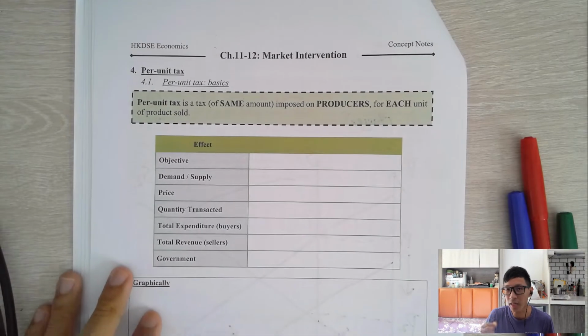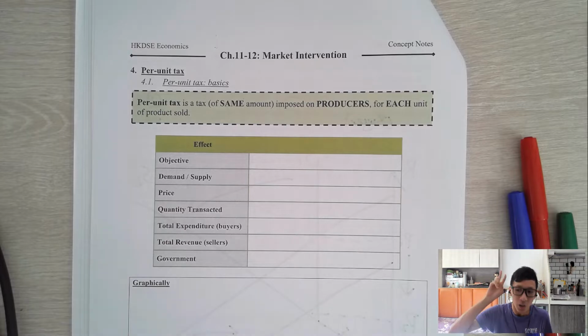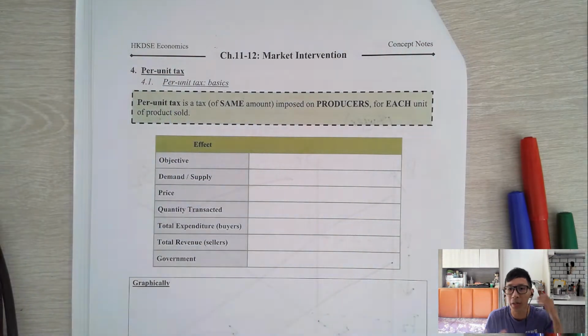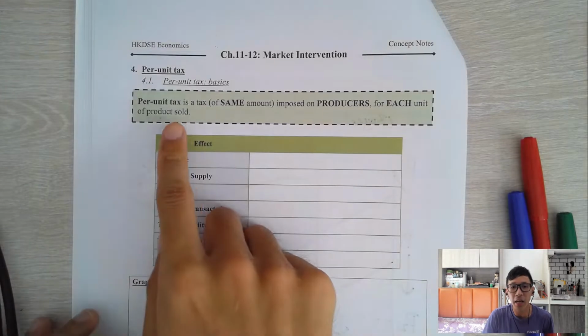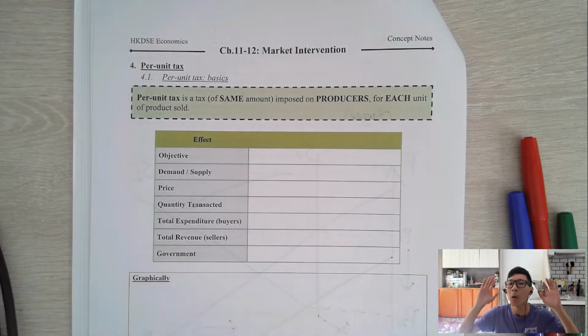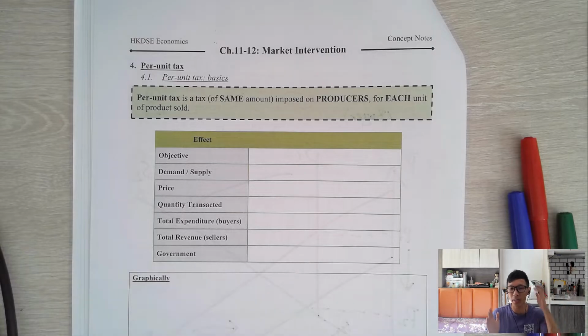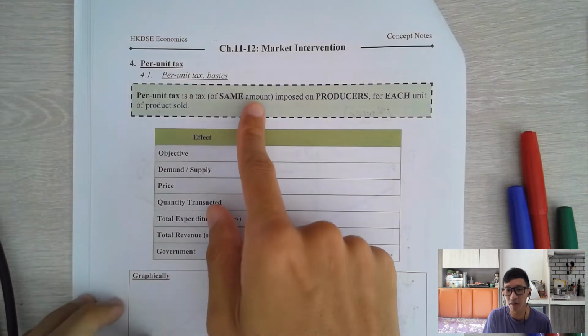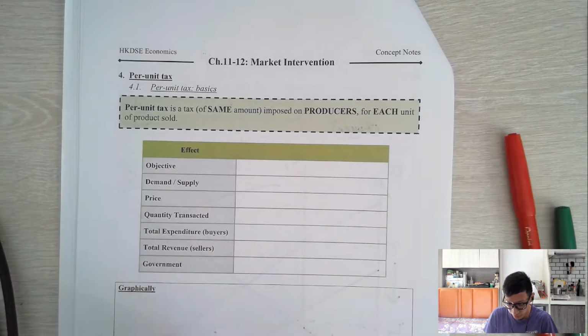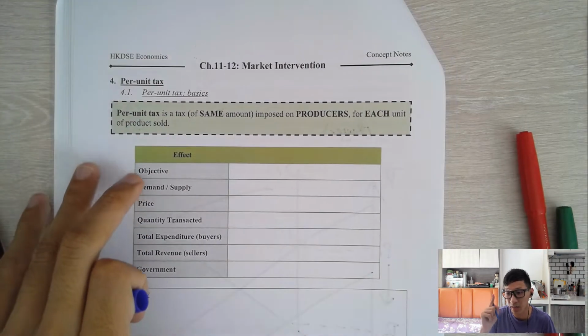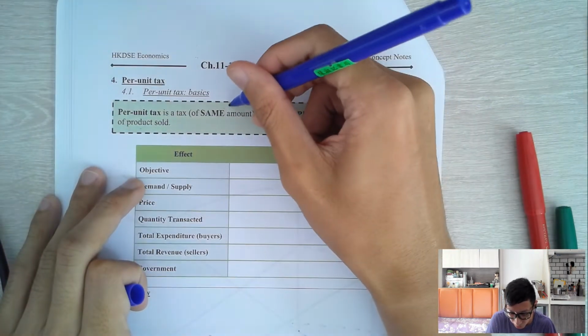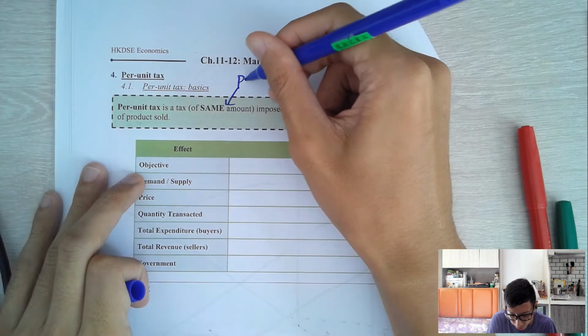Now, for this video, and probably the next 2 videos, we are going to break down the per unit tax as one of the most important market intervention methods of the government. First of all, let's start with the basics. What is per unit tax? It is a tax of the same amount. The same amount of tax per unit.